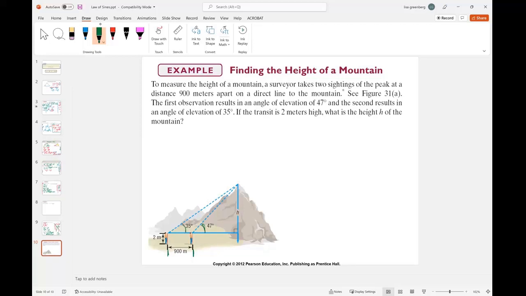If you notice, this is the bottom of the mountain, but it's going down. So they're saying that the transit is 2 meters high. So at the end, we just want to add these 2 meters in because those aren't taken into consideration with the triangle that's shown. Do you see that? Okay. And what is it I want to find? I want to find this height. Once I find that height, I add 2 and I have the answer to the height of the whole mountain.